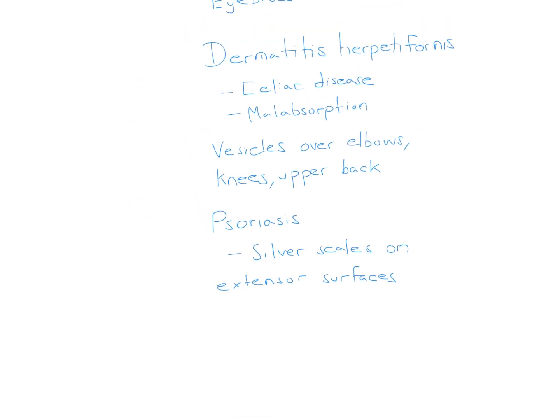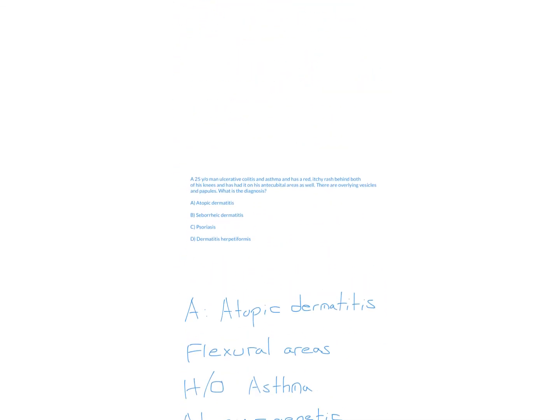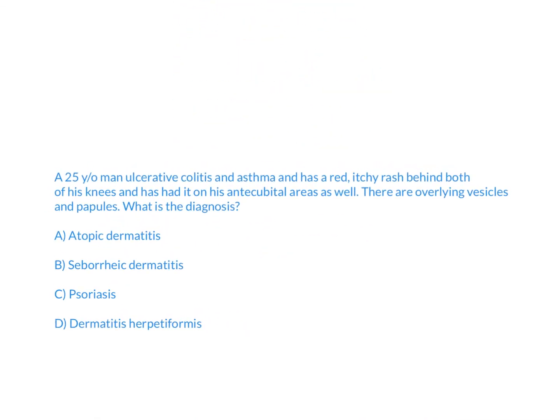So for this question, it's just pattern recognition of the distribution of the rash. We have the distribution in the antecubital and the popliteal areas, indicating that it's most likely atopic dermatitis, along with the history of asthma.